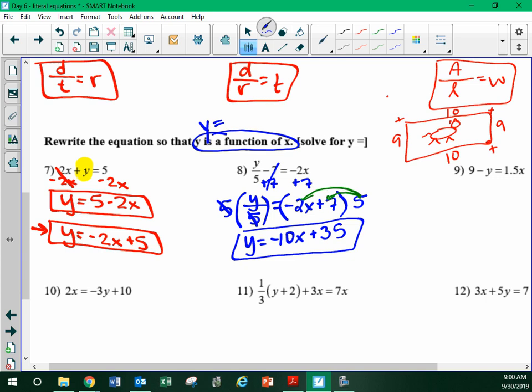We have to distribute it. We did have to distribute it. Because we're multiplying, so I have to multiply the entire side, not just a part of it, but everything by 5.